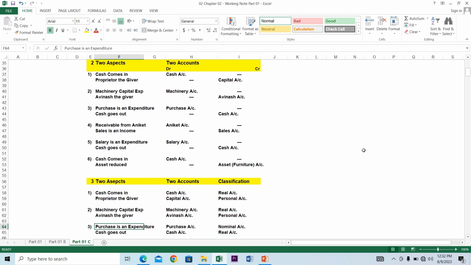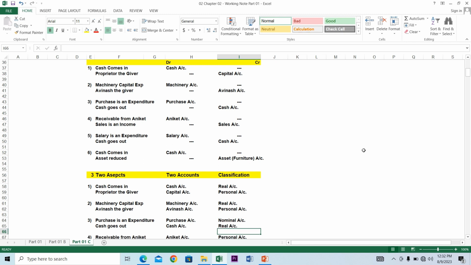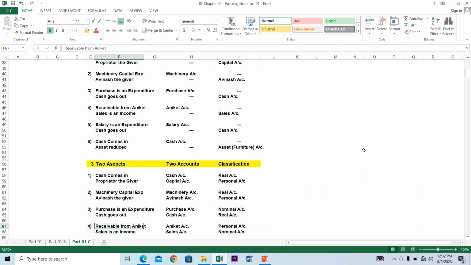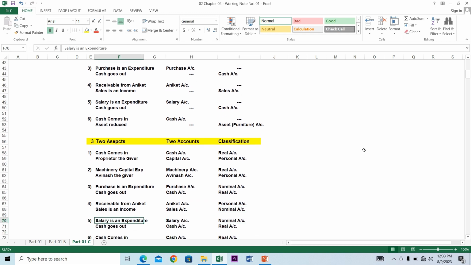Then purchase is an expenditure or cash goes out. Purchase account and cash account. Purchase is a nominal account and cash is a real account. Then receivable from Aniket and sales is an income. Aniket's account and sales account. Aniket is a personal account and sales is a nominal account. Then 5th point, salary is an expenditure and cash goes out. Salary account and cash account. Salary is a nominal account and cash is a real account.